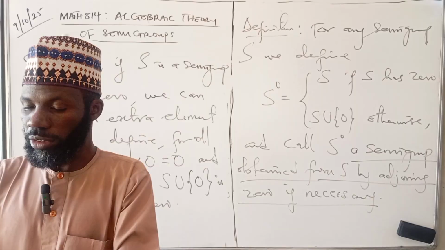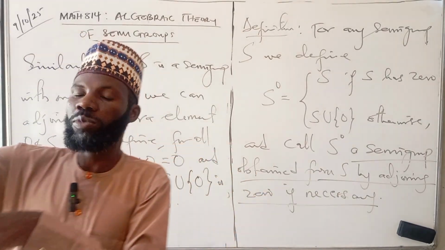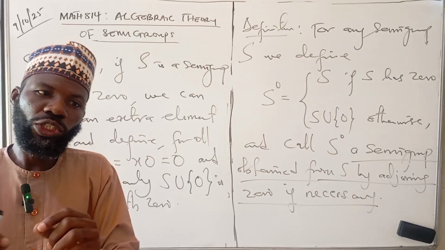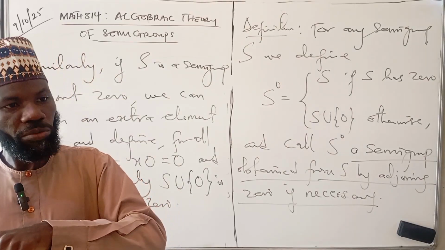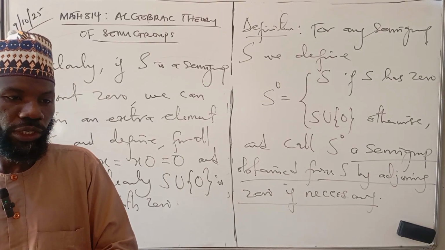If it has a 0 element, 0 times any other thing will always give you 0. So there is no situation where you multiply 0 with some element of the group to get the identity. It's not possible. I hope it's okay.